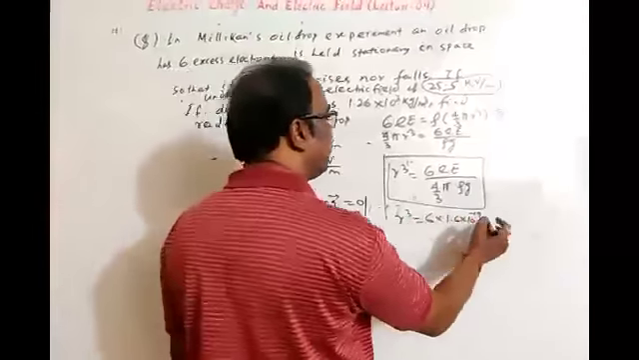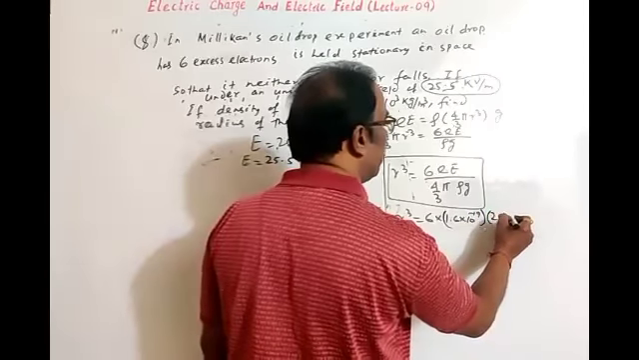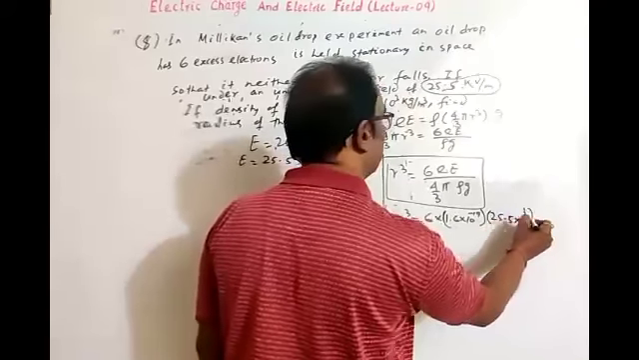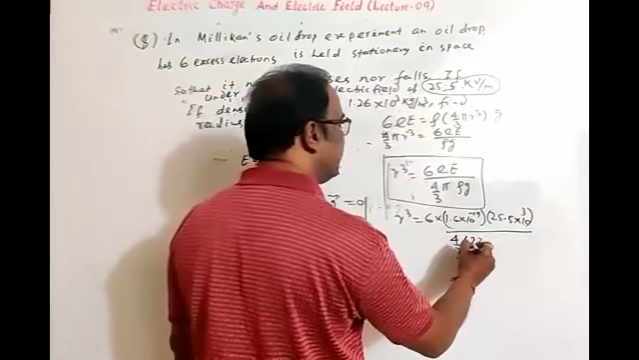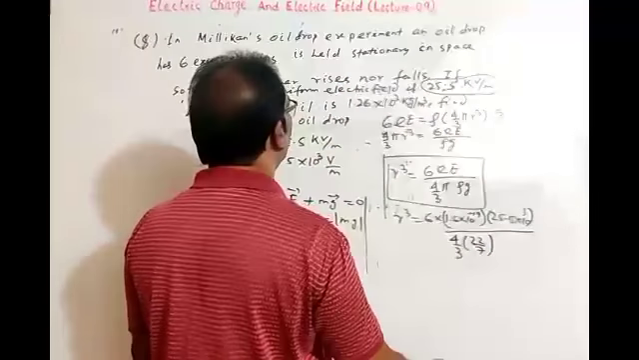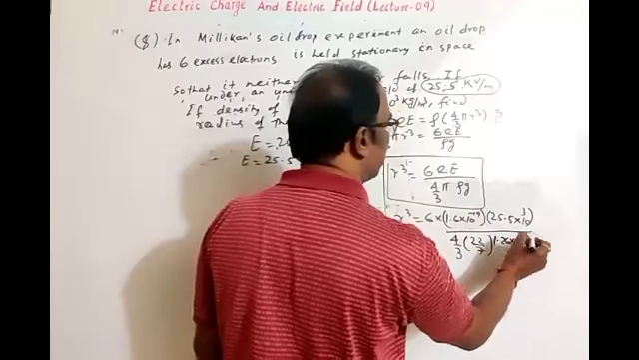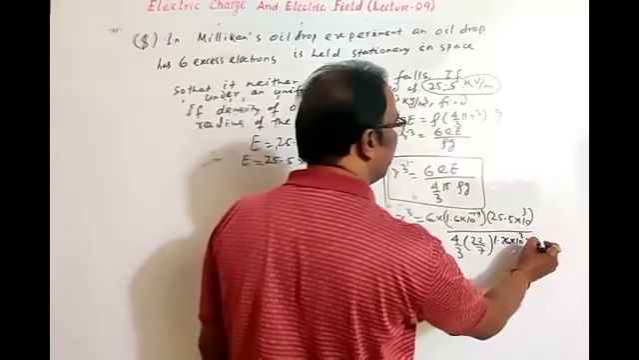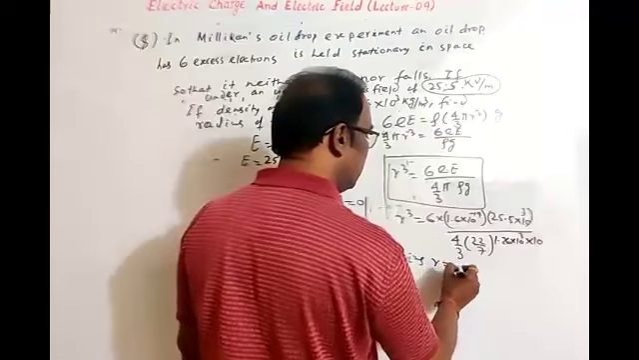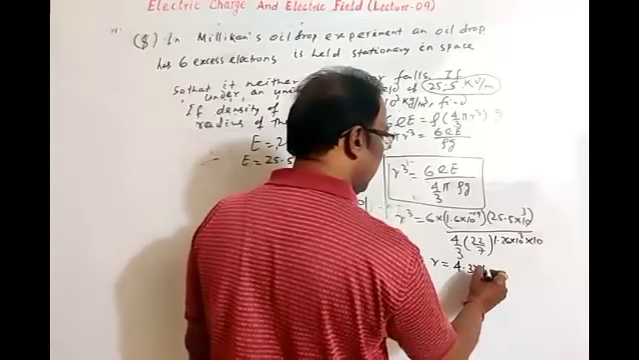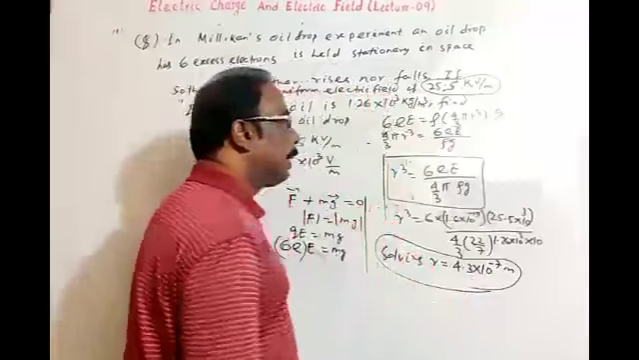Then in place of electric field we may write 25.5 into 10 to the power 3. Then 4 by 3 pi, with pi as 22 by 7, density of oil drop 1.26 into 10 to the power 3 kg per meter cube, and g we may take 10. Solving, we will get radius is equal to 4.3 into 10 to the power minus 7 meter. This is our answer.